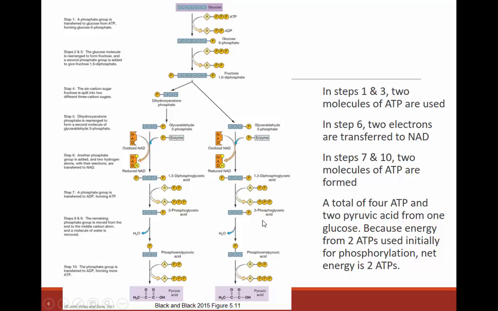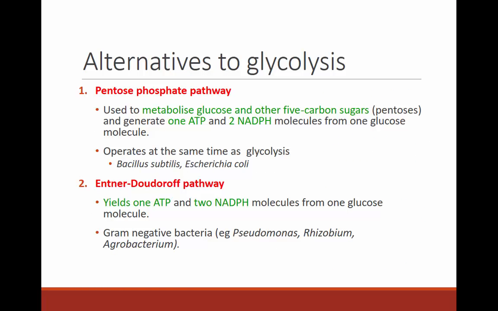And then at the end, you've got a total of 4 ATP and 2 pyruvic acid being formed from 1 glucose molecule. So that's what was on the last page. It's just showing you how they were arrived at. But we're dealing with different systems, so there are alternatives to glycolysis.